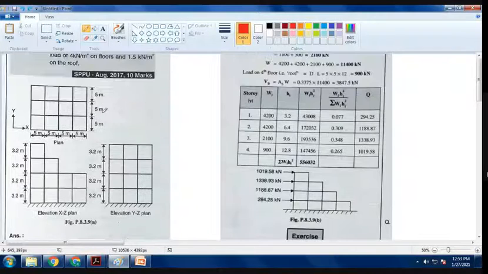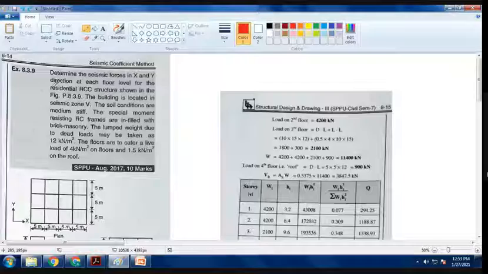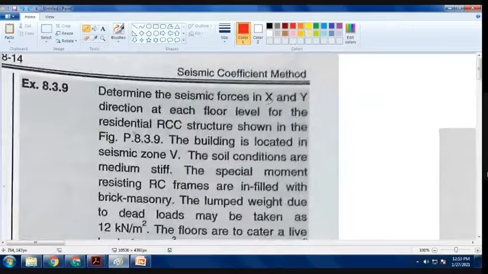The question is like this: determine the seismic forces in x and y directions at each floor level for the residential RCC structure shown in the figure. The building is located in zone number 5. The soil conditions are medium stiff. The special moment resisting frame, RC frame, is infilled with brick masonry.